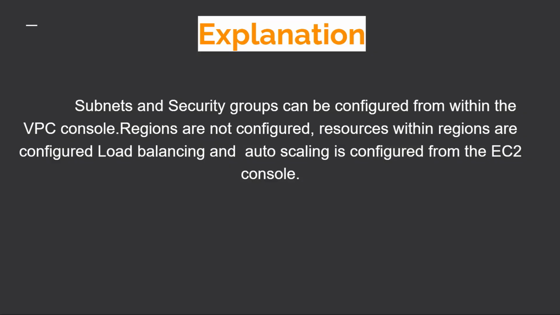5. Security groups. Explanation. Subnets and security groups can be configured from within the VPC console. Regions are not configured. Resources within regions are configured. Load balancing and auto-scaling is configured from the EC2 console.